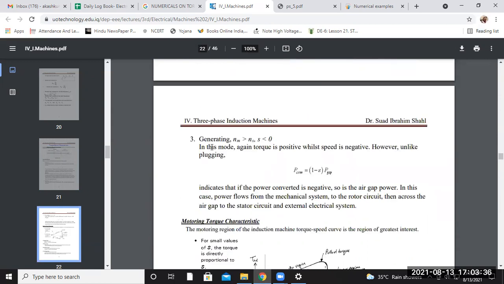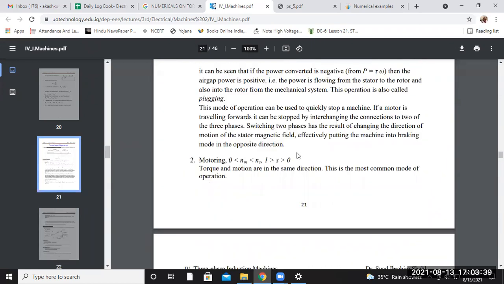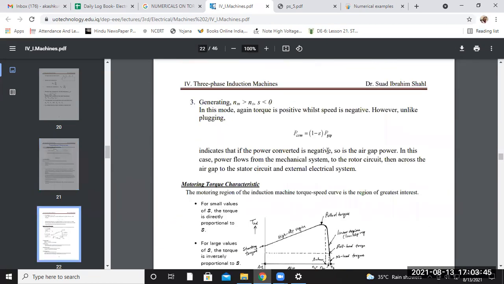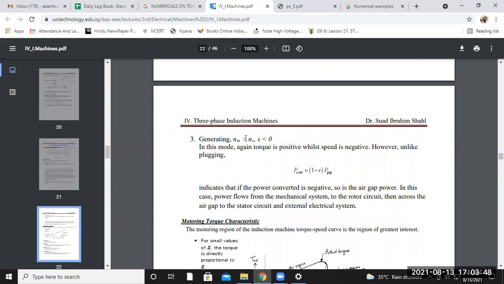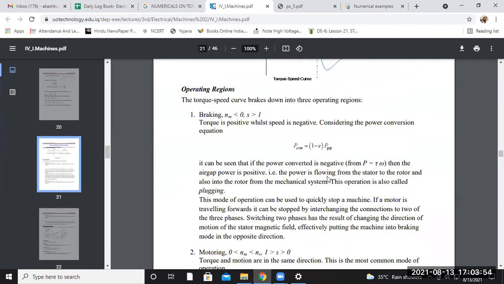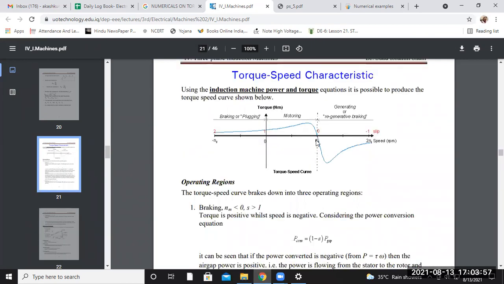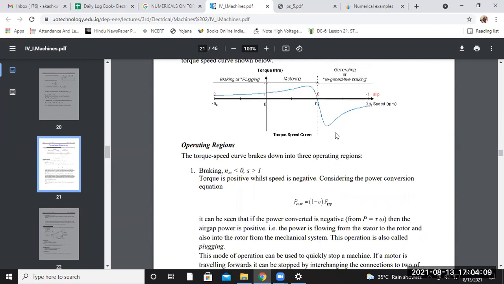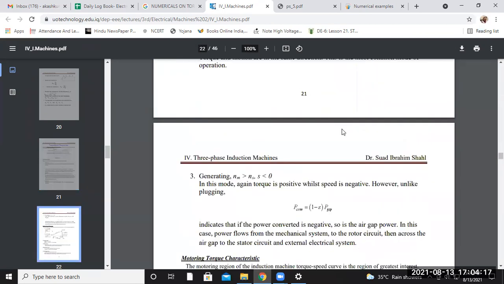Now, the third operation is the generating mode. In generating mode, rotor speed is greater than synchronous speed, but the slip is less than 0, or negative. In this mode, torque is negative, but the speed is positive. Sorry, it is written wrong, because according to the graph, torque is on the y-axis and torque is decreasing and the speed is increasing. That means speed is already positive, but the torque is decreasing.